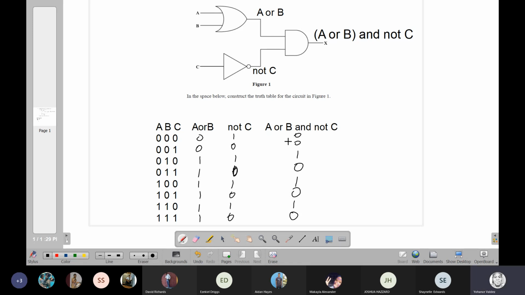Good. So this is the truth table for the circuit in figure 1.